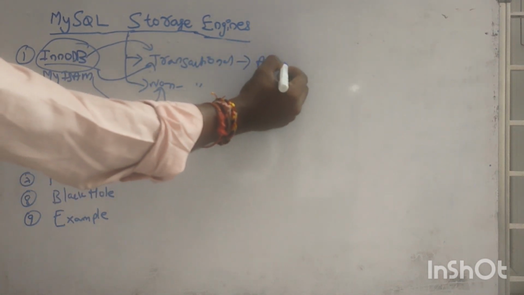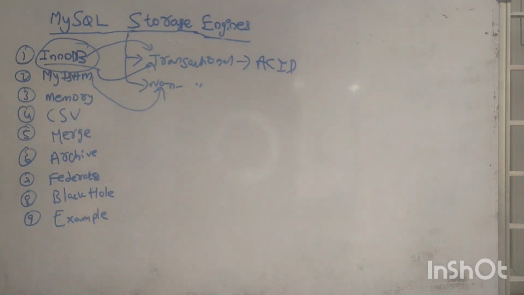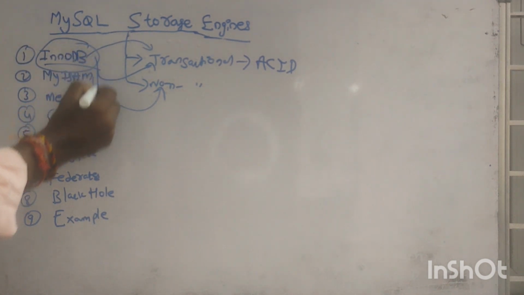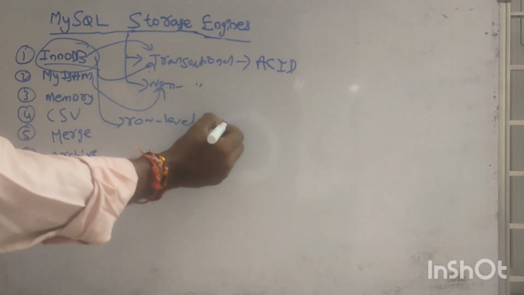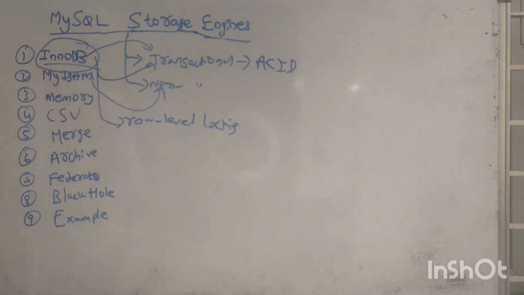ACID compliant means it supports the RDBMS ACID properties: atomicity, consistency, isolation, and durability. These are the compliance properties it supports for consistent database management. And it supports row level locking, and also multi-version concurrency control.